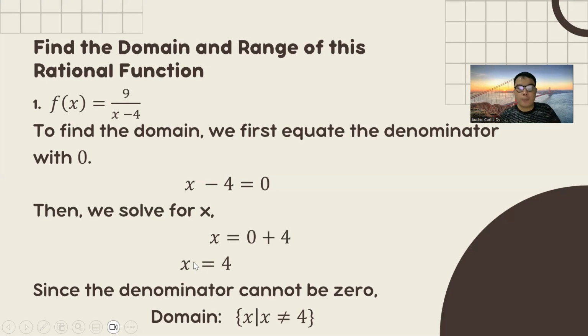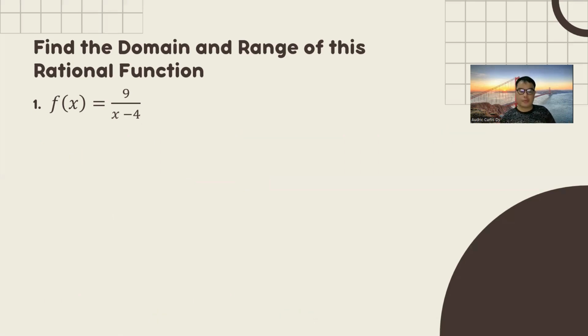Therefore, the domain states: for all x, all real numbers except 4. It means that 4 cannot be a value of x, or x is not equal to 4. So x can be any value except 4.